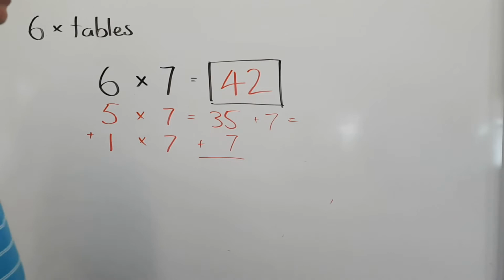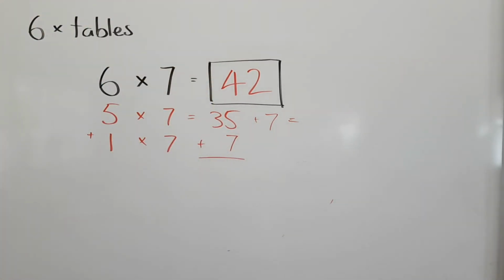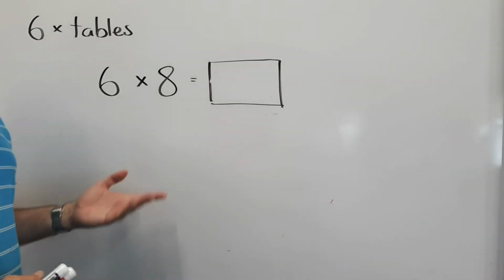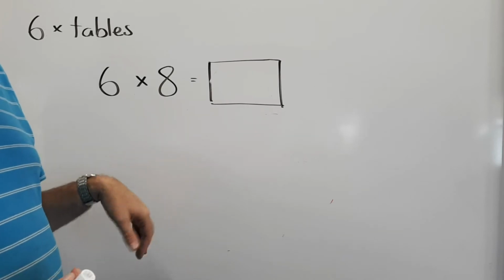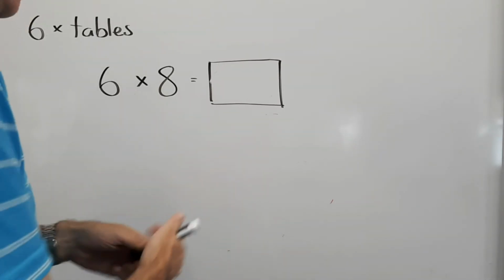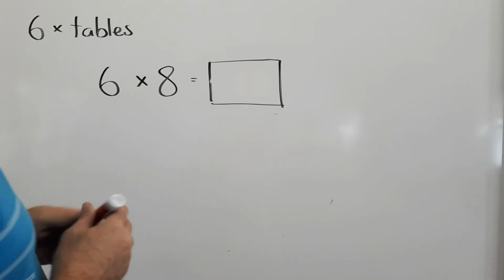Let's try another one just so you get the idea. This time 6 times 8. Now hopefully in your head right now you'll be hearing 6 times 8 is 48. 6 times 8 is 48. But if for some reason that's fallen out of your head, don't panic.